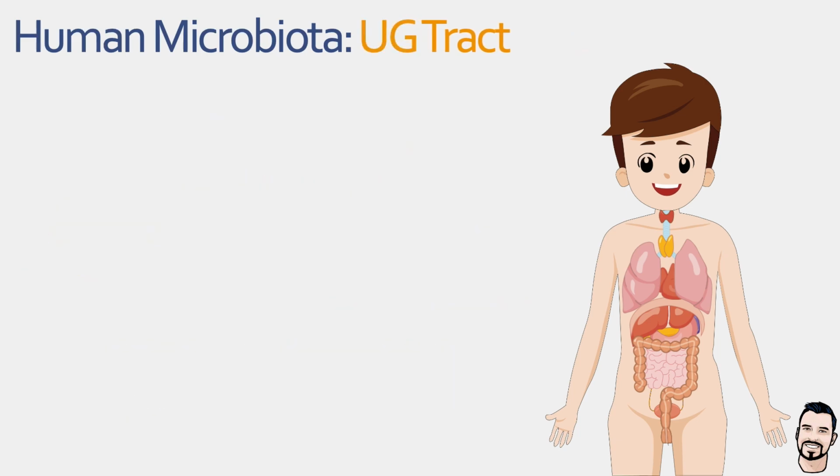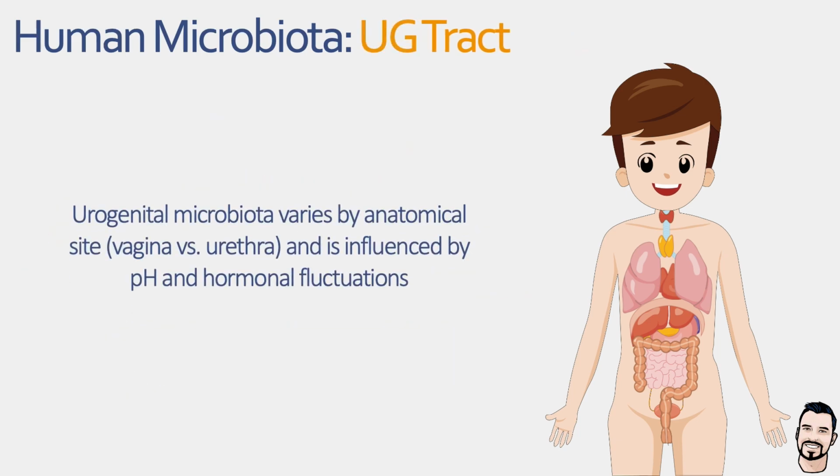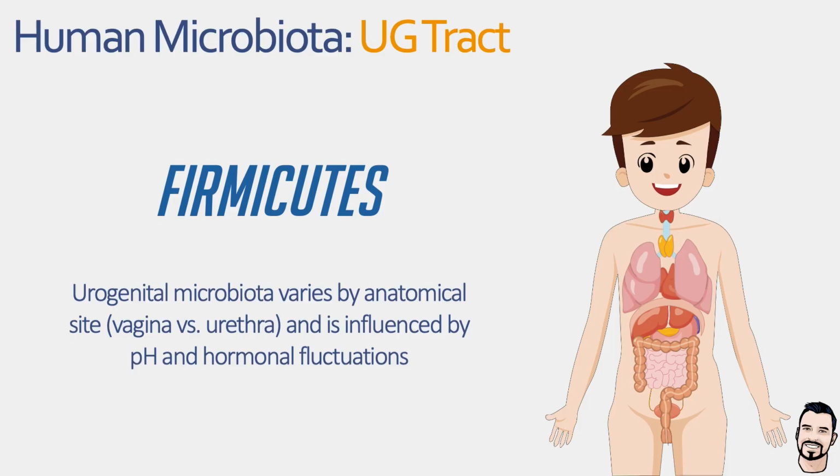Next, we have the urogenital tract, and the microbiota varies depending on the anatomical site, for example, the vagina compared to the urethra, and it's strongly influenced by pH and hormonal fluctuations. Now, in the female urogenital tract, the microbiota is dominated by Firmicutes, whereas Proteobacteria dominate in males.